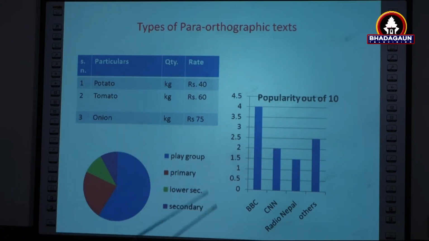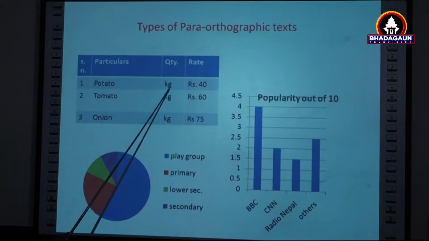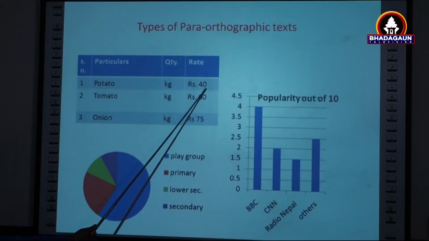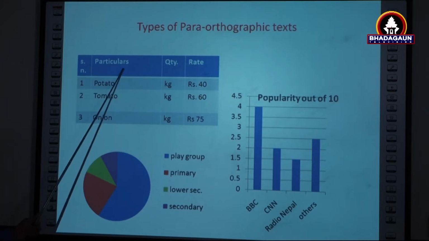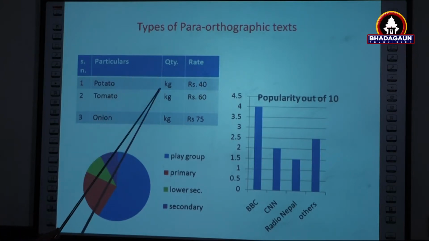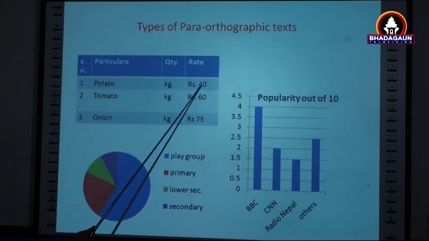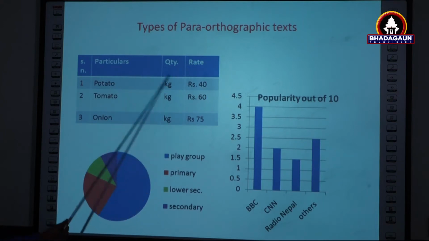Any one of those para-orthographic texts will be given in the question paper, and you have to change this information into paragraph form. For example, if you see potato of 1 kg costs 40 rupees, you have to write according to the table that 1 kg of potato costs 40 rupees. What you see in this picture you have to write. This is our main duty.